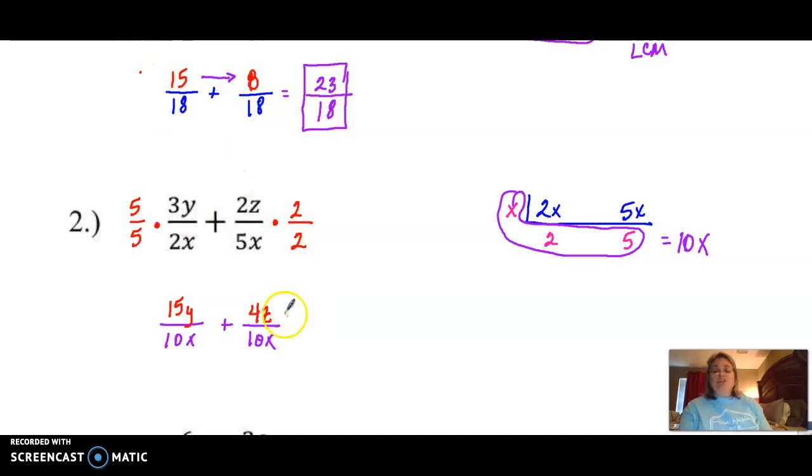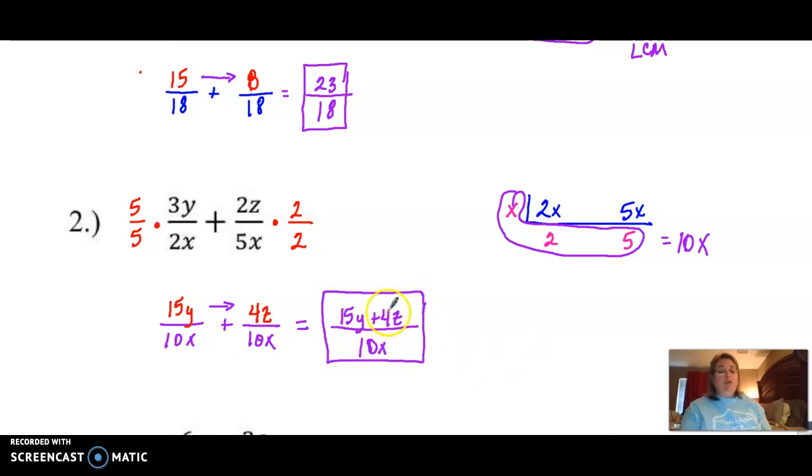Now when we add straight across the top, you're adding only your tops. Since this is a 15y and that's a 4z, we cannot collect those. They're not like terms. Although our denominator does still stay 10x, it's going to simply be 15y plus 4z on the top. Okay, remember you can't reduce your 4 with your 10. We did that with simplifying, because this is a plus up here. You can only reduce factors, not terms. All right?